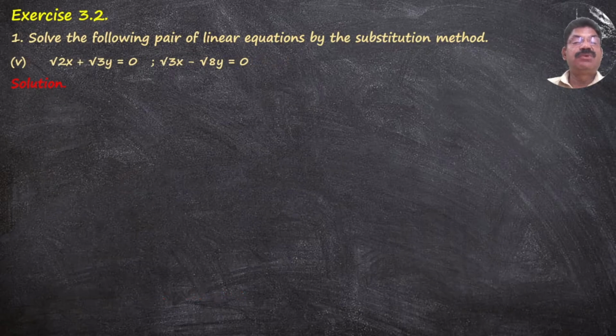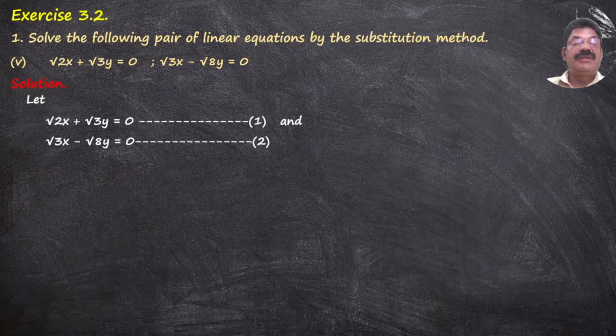Equation 5. Root 2 x plus root 3 y equal to 0. Root 3 x minus root 8 y is equal to 0. So you call root 2 x plus root 3 y equal to 0 as equation number 1 and root 3 x minus root 8 y equal to 0 as equation number 2.